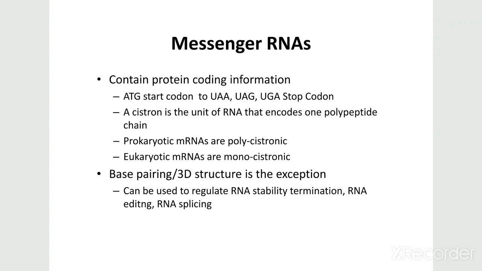In prokaryotic mRNA, there are polycistronic, that means it has multiple polypeptides, while eukaryotic messenger RNA are monocistronic, that means it only contains one polypeptide chain. While messenger RNA does not go for a 3D structure, that is also beneficial, for RNA stability, termination, RNA editing, and RNA splicing. Now, what does it mean, RNA editing and RNA splicing?